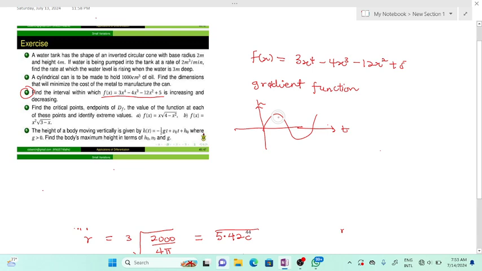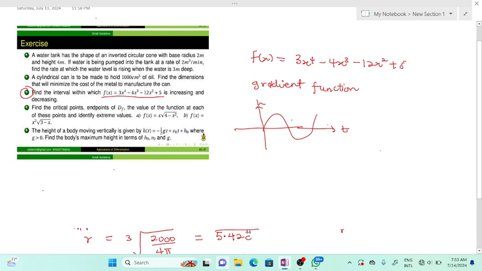So if you want to see the increasing portion, once we get the derivative, the change in h over t, it should give us something greater than 0. And once we get the h over t giving us something less than 0, it means that it's decreasing. That is the whole idea. So once your derivative is greater than 0, it means it's increasing, and once your derivative is less than 0, it means it's decreasing. So how do you do this?